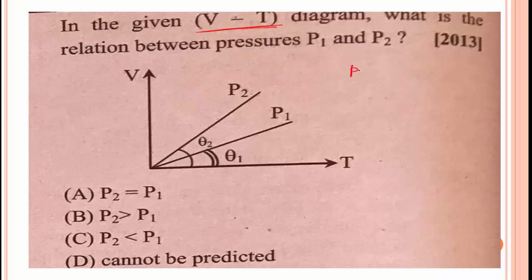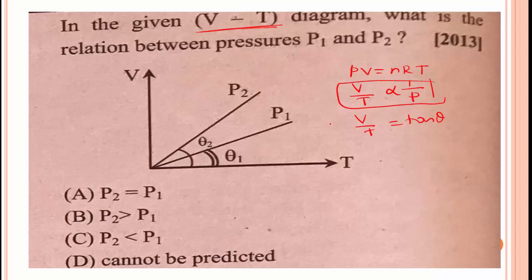We know the ideal gas equation, that is PV is equal to nRT. Using this ideal gas equation, V by T is proportional to 1 by P. From this graph, V by T is equal to tan theta, where these are theta 1 and theta 2. V by T is proportional to 1 by P. Therefore, 1 by P is proportional to tan theta.